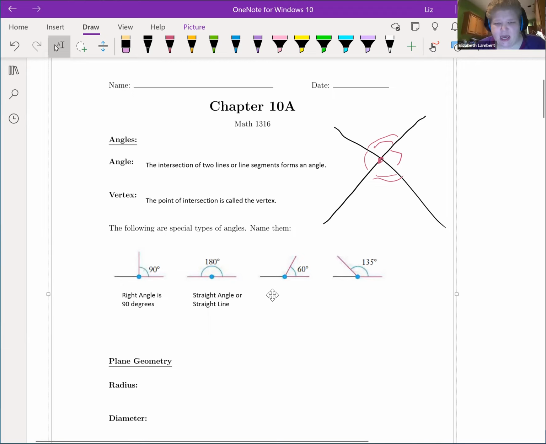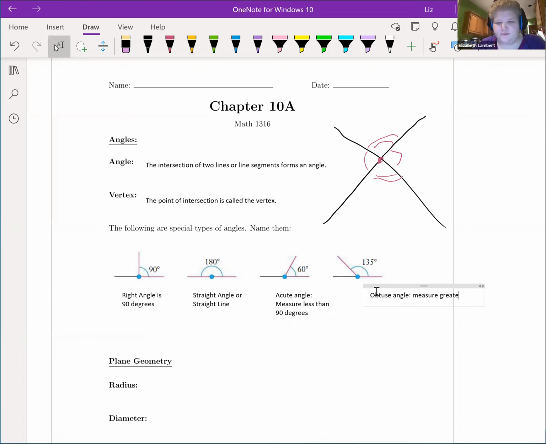Now these next two, the names they're fishing for, and this is not the way your homework would look. This is just the way the question got set up. This is an acute angle. So acute angles measure less than 90 degrees. And then what we call obtuse angles measure greater than 90 degrees.